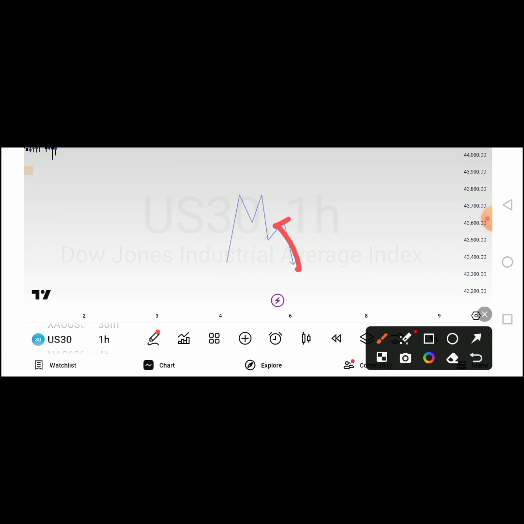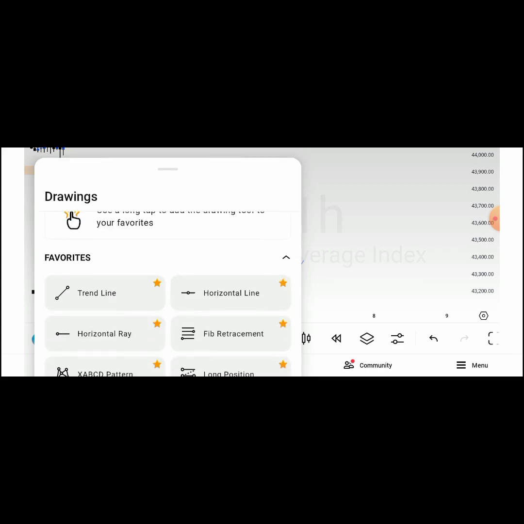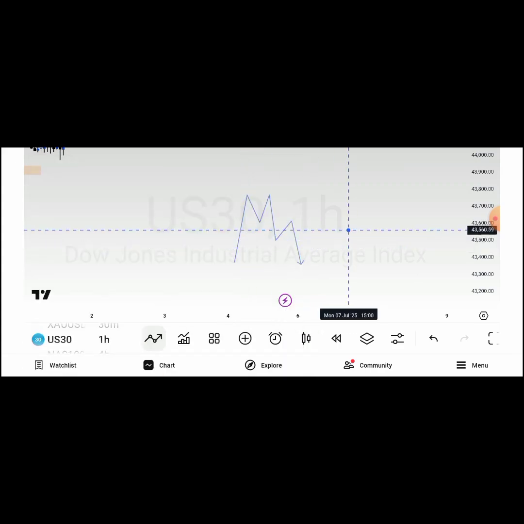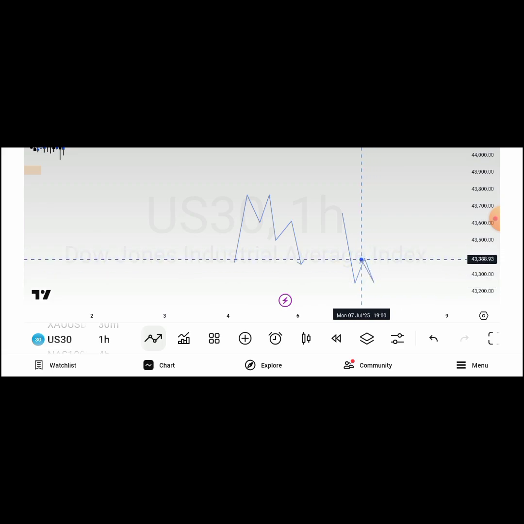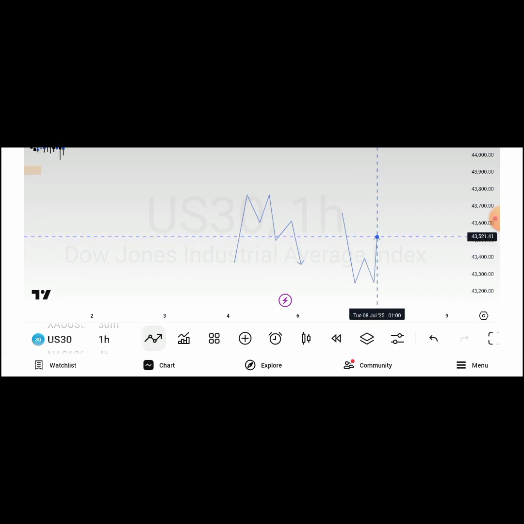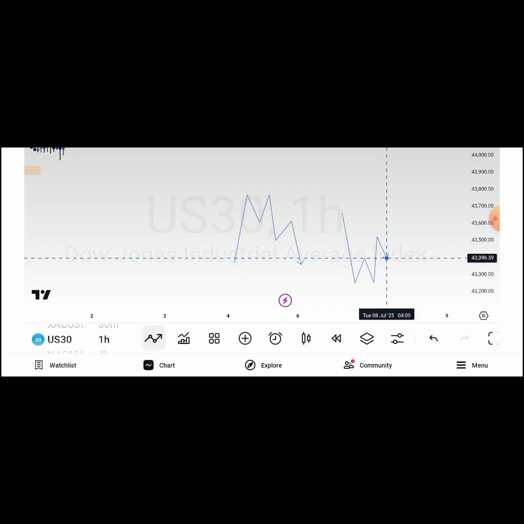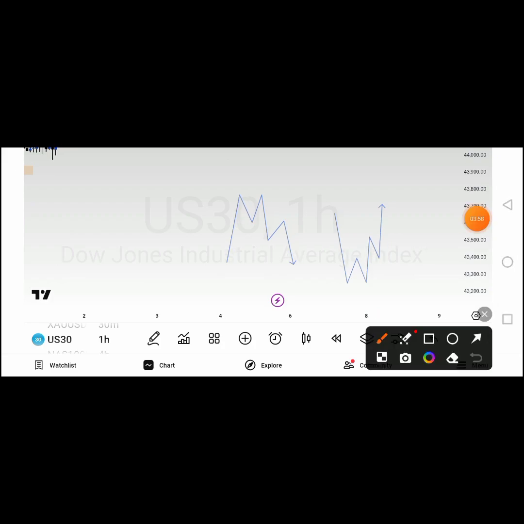Then double bottom is the same thing, just the opposite. When the market comes from the top, creates something like this, and then moves up, it breaks this high here. That's the support turned to resistance, and we expect that we'll be buying. So the double bottom is here, and this is the neckline. When the market breaks the neckline, we expect that it will retest and then move up.